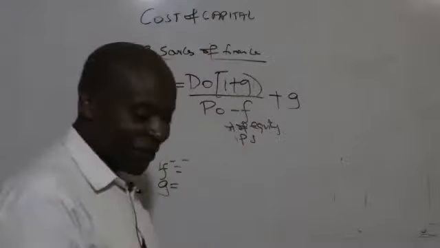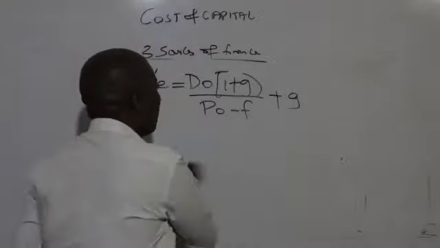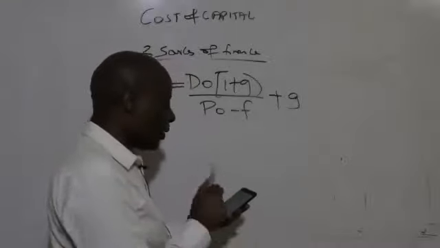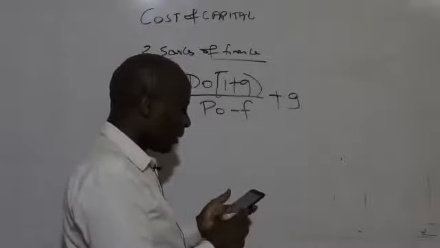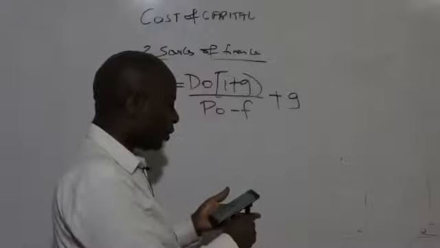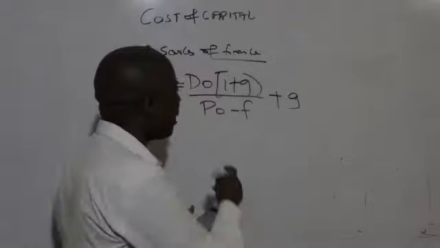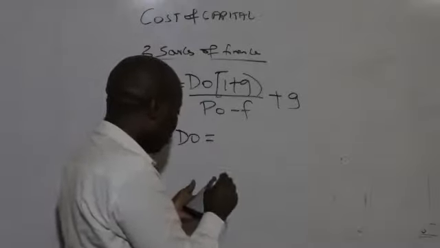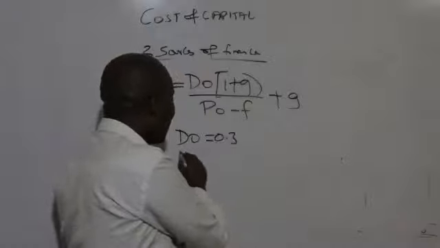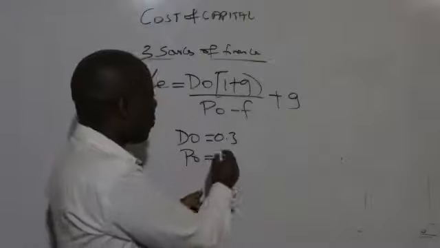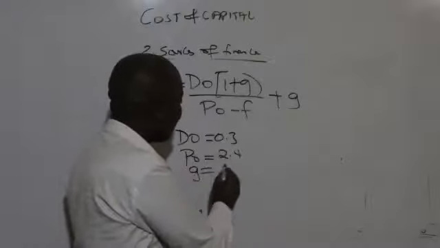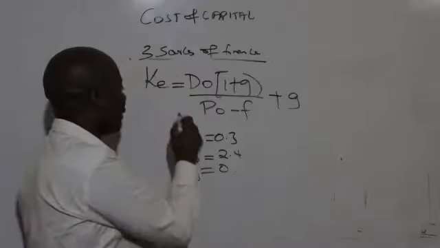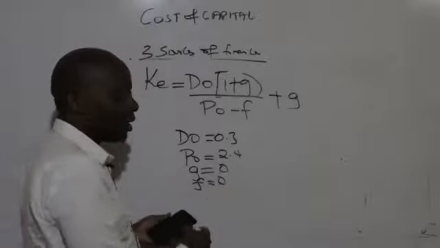So here we are, ladies and gentlemen. We are told here the D0. D0 means dividend already paid. They are telling us a constant dividend of shilling 0.3 per share has just been paid. So D0 is 0.3, and the current market price per share is 2.4. They have not mentioned anything to do with growth rate, and nothing to do with flotation cost. Flotation cost is 0.